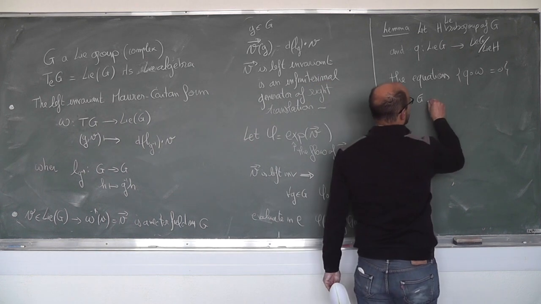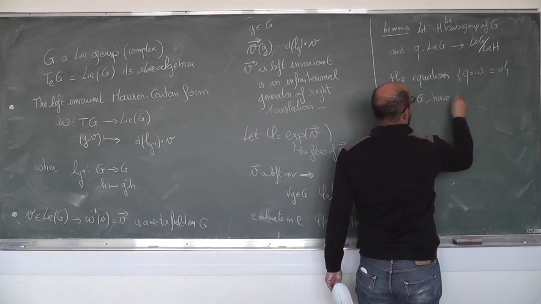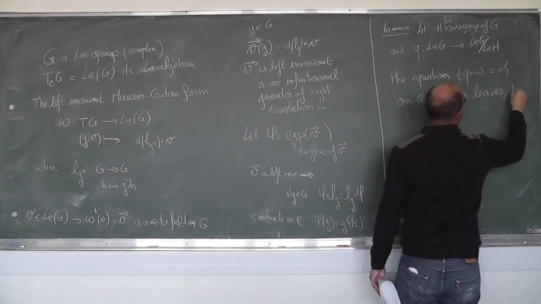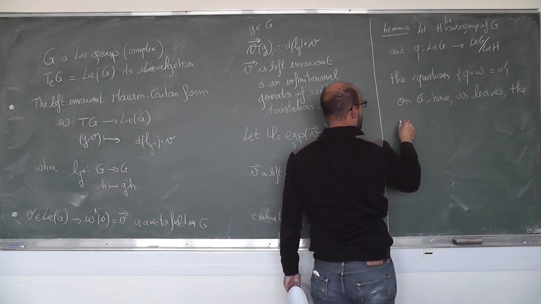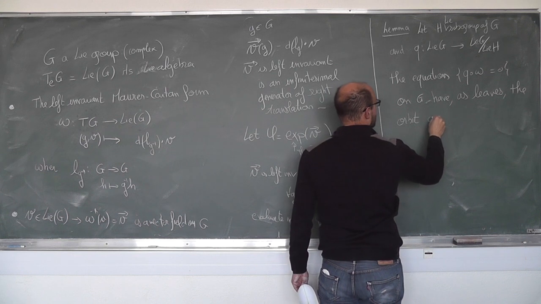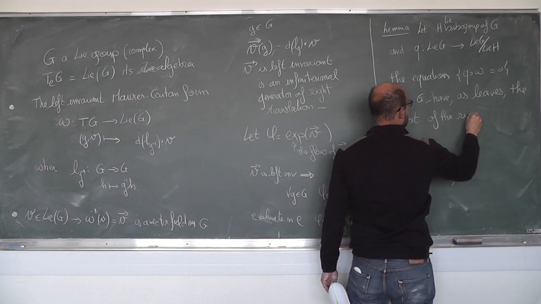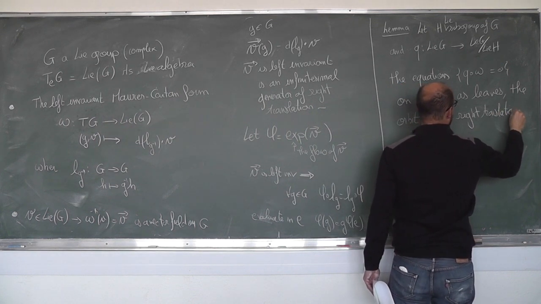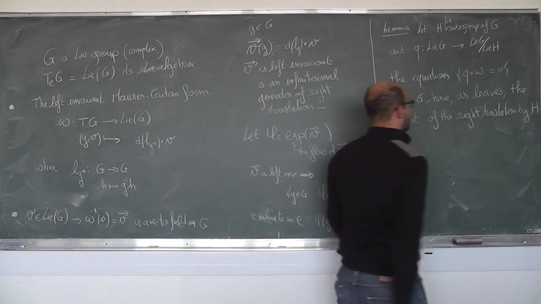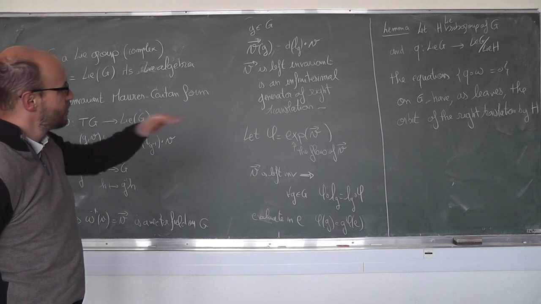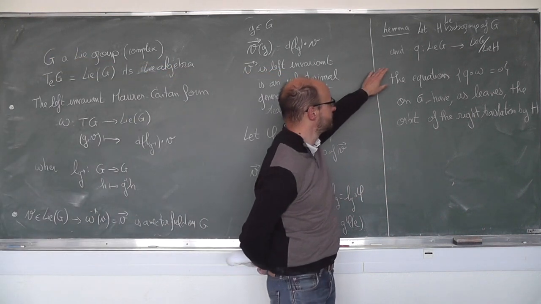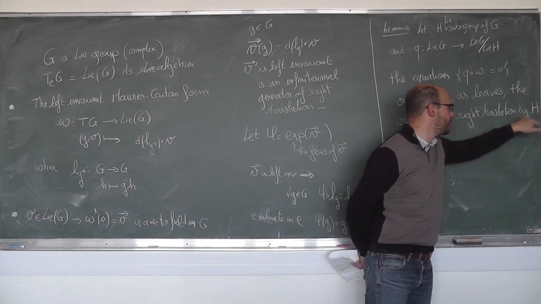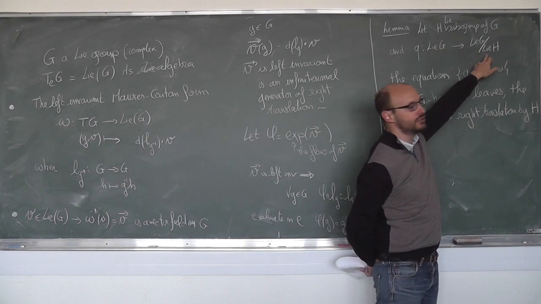And these have as leaves the orbits of the right translation by H. So in this way, this form omega will give you exactly all the information you need about the right action of a subgroup on the group G as soon as you know its Lie algebra.